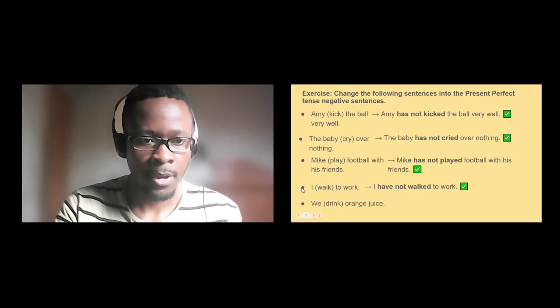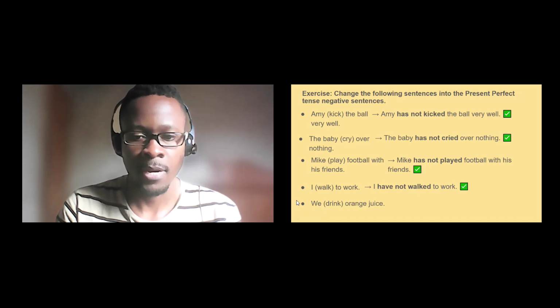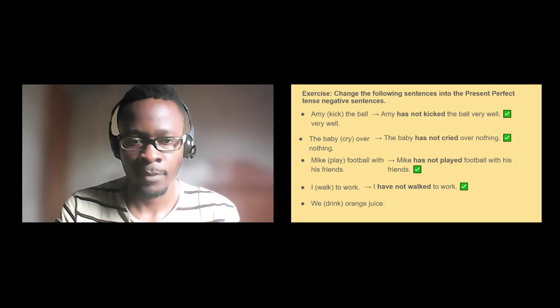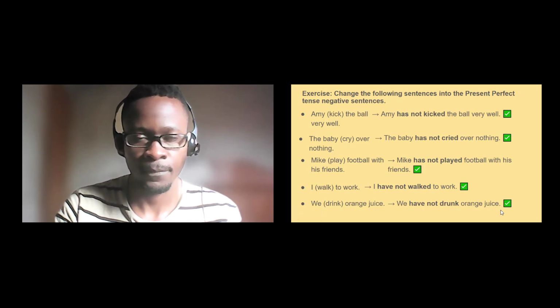Next up, we drink orange juice. Subject, we, and therefore we have to use have, and we negate it by putting not, and we have to use the third form of drink. So drink is an irregular verb. So the third form, the past participle form of drink, is drunk. As such, the correct sentence becomes, we have not drunk orange juice.